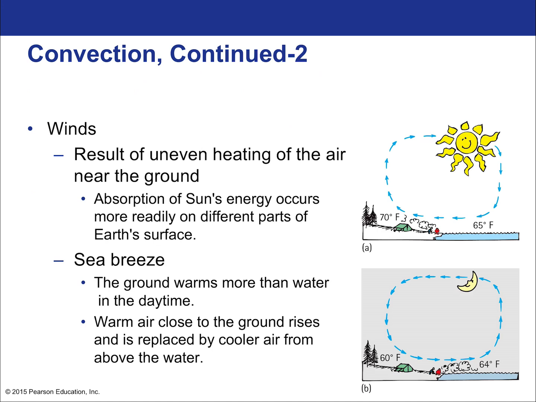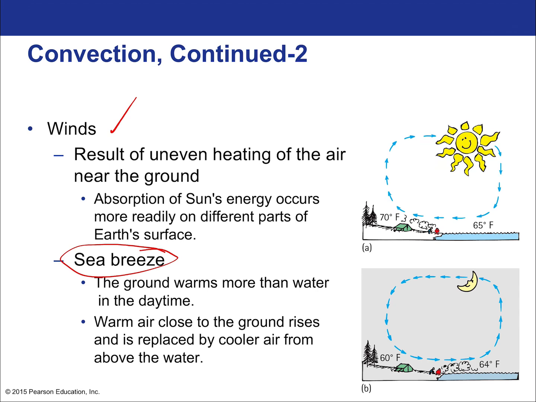All right, so convection continued. And this is a rather neat one because this is going to relate back to the high specific heat of water. All right, so let's talk about winds. So winds are the result of an uneven heating of the air near the ground. All right, so some parts of the ground might heat up more easily than others, and then that's going to force air to move around.